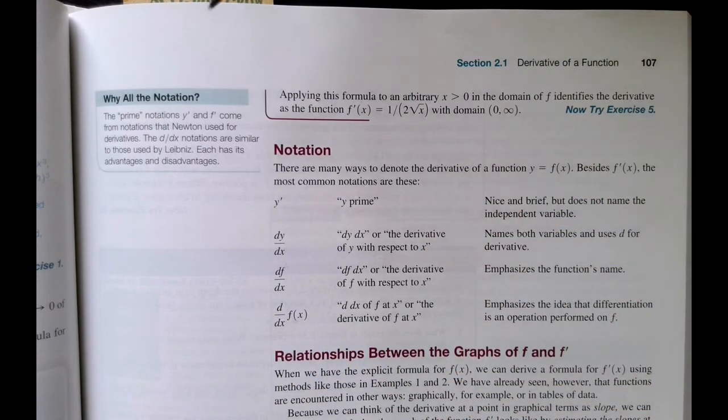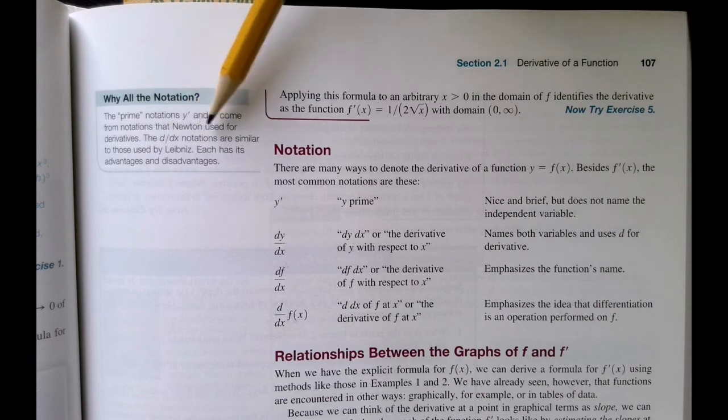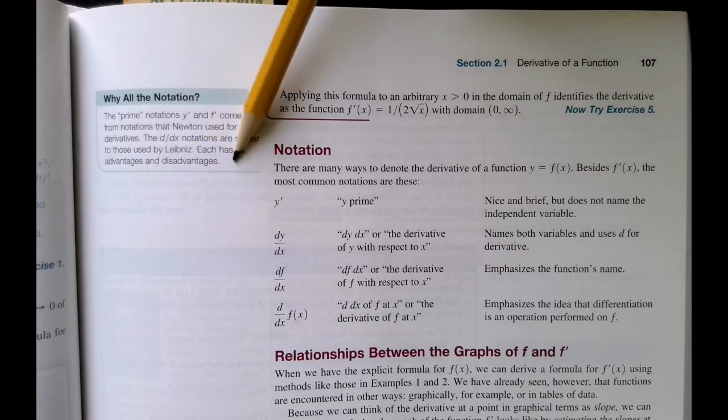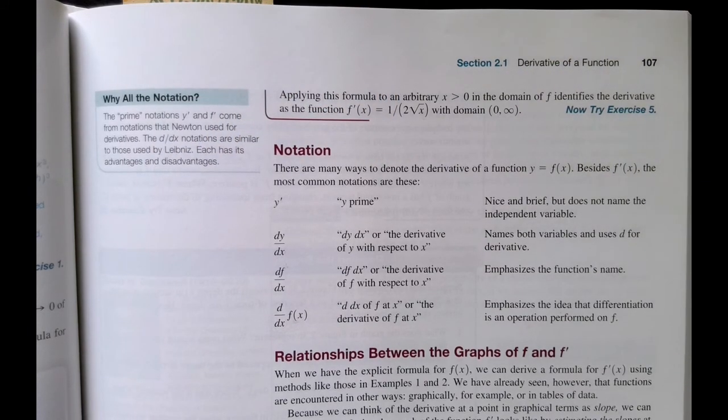Now you may be wondering, why do we have all these different ways? Well, the prime notations like y prime and f prime come from notations that Newton used for derivatives, and the d dx notations are similar to those used by Leibniz. So each has its advantages and disadvantages. Remember, Newton and Leibniz are both credited for creating calculus at different times. Because they created it, they got to create their own notation. And so we use predominantly Leibniz's notation.